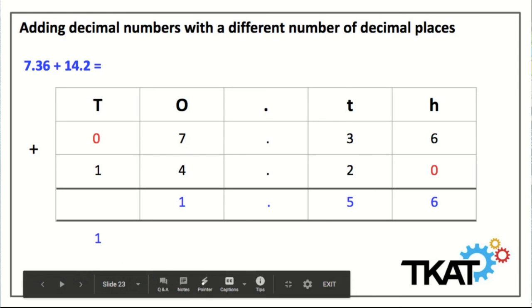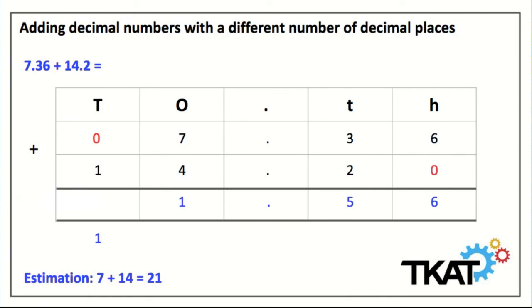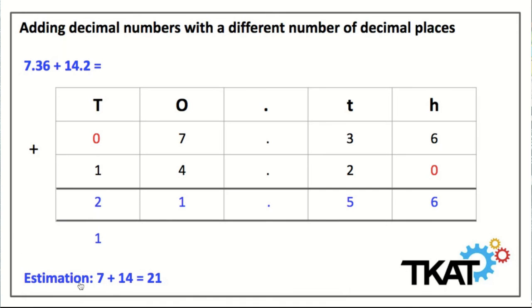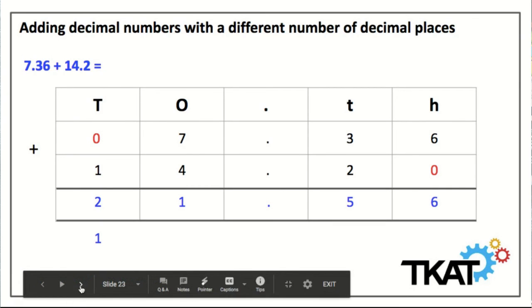When looking at the final column to add, the tens column, we can see that there is a 0, add a 1, add a 1. We mustn't forget about this 1 at the bottom. 0, add 1, add 1 equals 2. So the answer to 7.36 add 14.2 equals 21.56. And if you remember our estimation, 7 plus 14 equals 21, we know that our answer is probably correct.